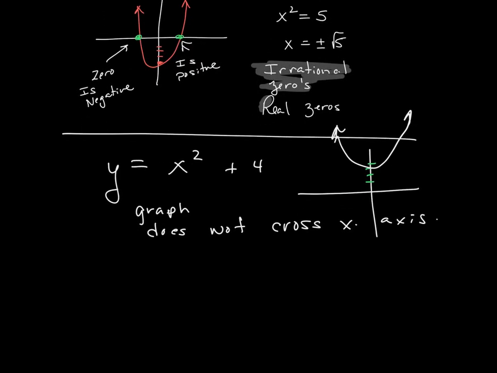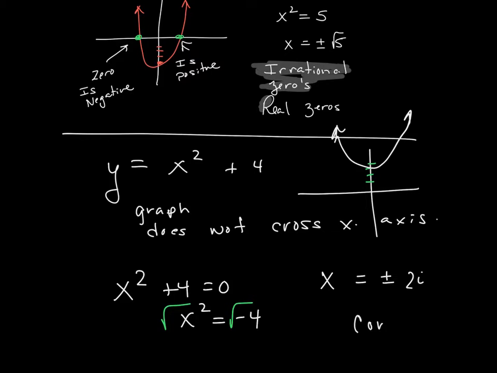Now, that does not mean it doesn't have any solutions. I can still solve this. So if I have x squared plus 4 is equal to 0, I get x squared is equal to negative 4. And when I take the square root of both of those, I just get imaginary solutions. And I get the fact that x is equal to plus or minus 2i. And this is a complex zero.